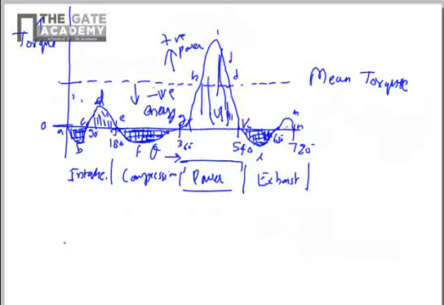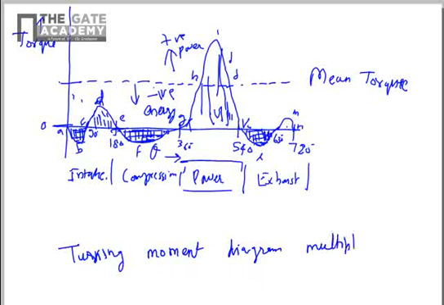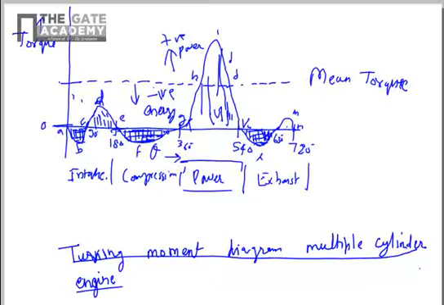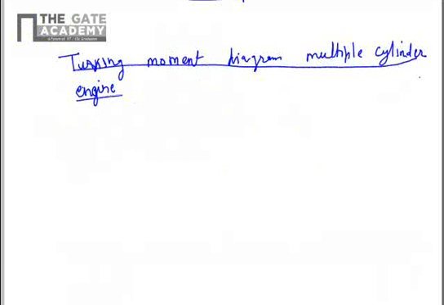Now we'll consider another related topic in the turning moment diagram, that is turning moment diagram of multiple cylinder engine. So if you have multiple cylinder engine and if the multiple cylinders are spaced apart in the crank angle, they don't lie in the same crank angle, then you will have for each engine a different turning moment diagram on the crankshaft, and the net turning moment diagram for the crankshaft will be summation of those.